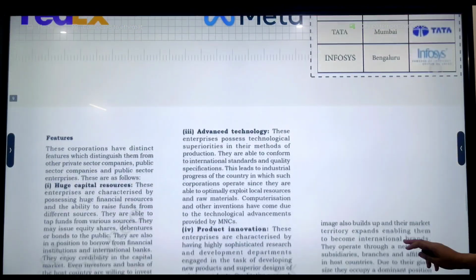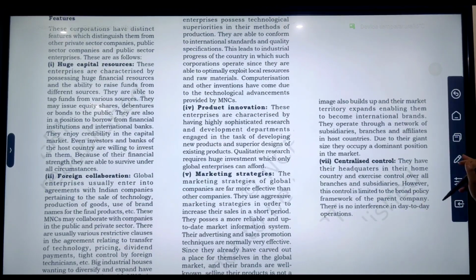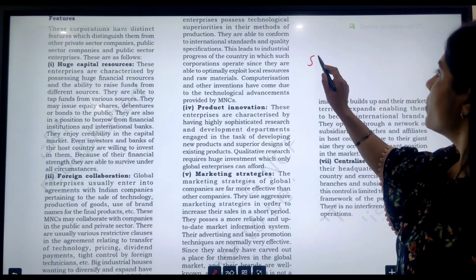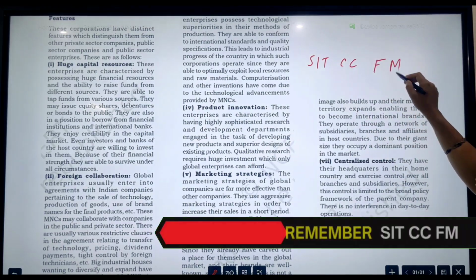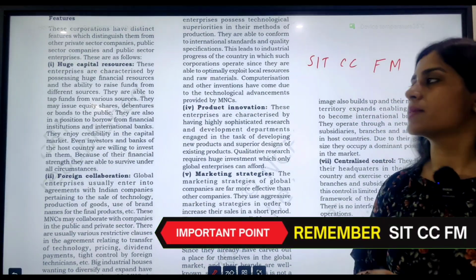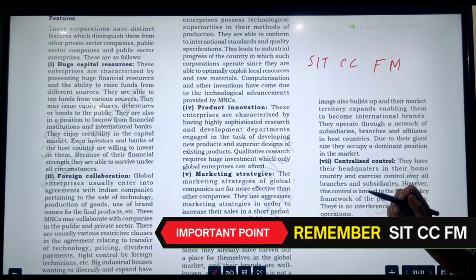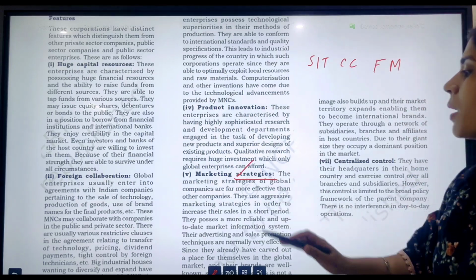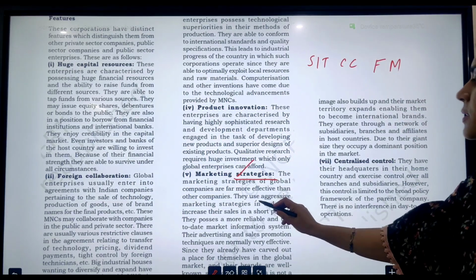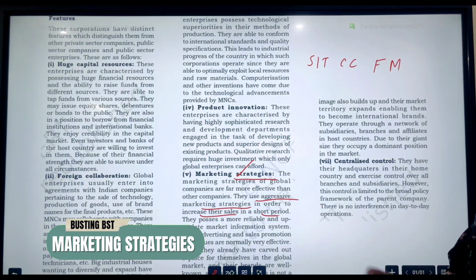And now let us see the features from NCERT. So always remember the features as SIT, CCFM, large finances and markets. Now first let us discuss S, that this S represents the strategies which they have. They have great marketing strategies. They use aggressive strategies in order to increase their sales in a very short span of time.